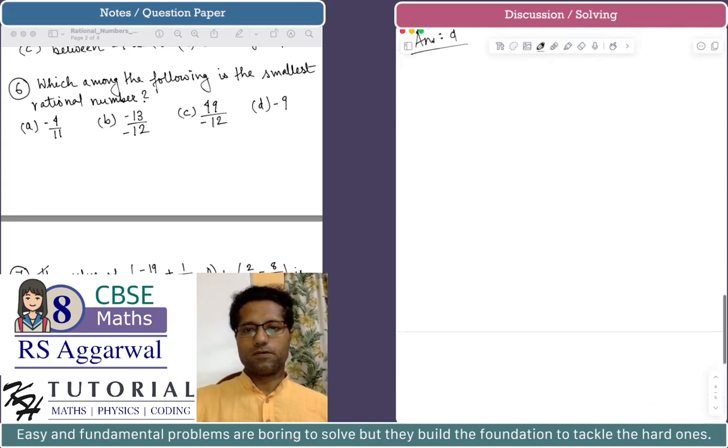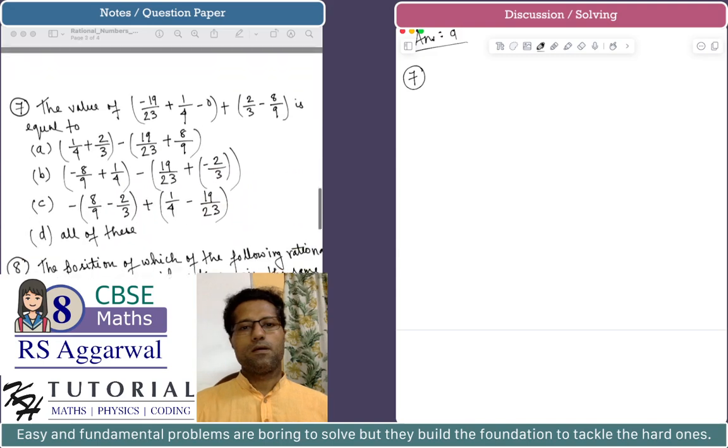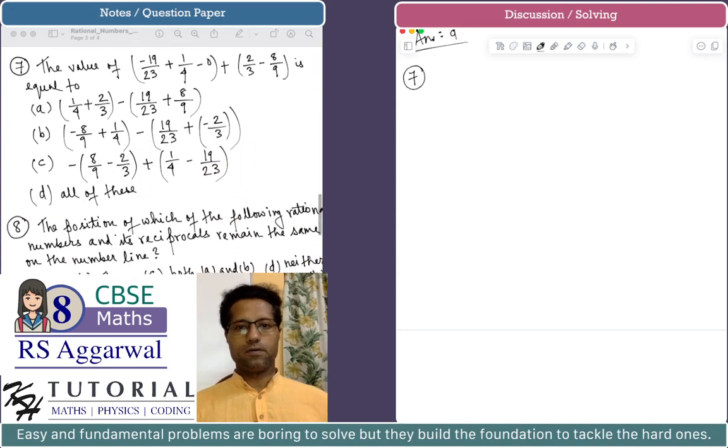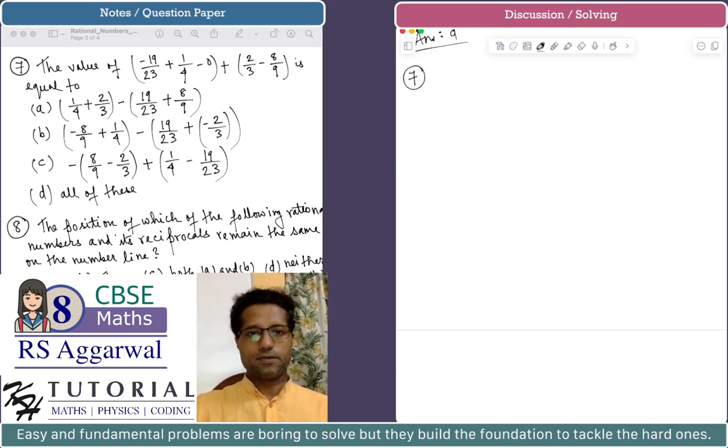Let's do problem number 7. The value of, so we have to simplify. Okay, it is saying that the value of minus 19 by 23 plus 1 by 4 minus 0, it will not matter, so we can skip the minus 0. This plus 2 by 3 minus 8 by 9 is equal to.